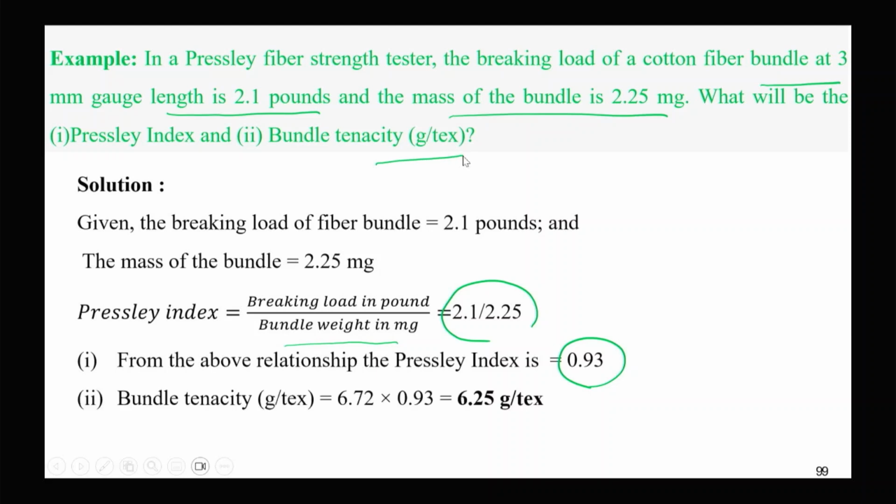So it will become, at 3 millimeter gauge length, the relationship is 6.72 by 0.93. It is 6.25. Okay.